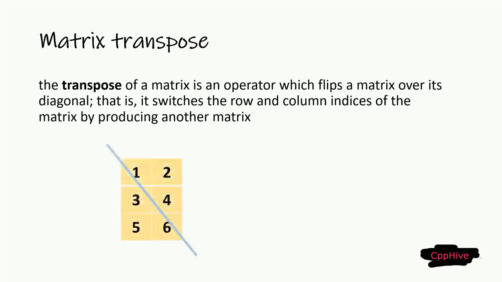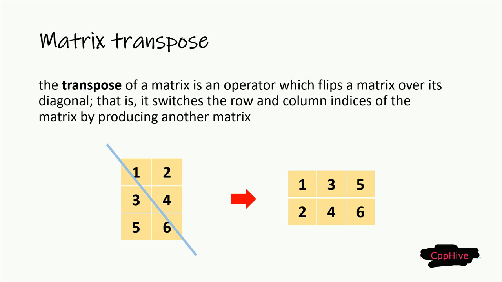For example, consider the following 3 by 2 matrix. If we flip this matrix over its diagonal, the resultant one would be a 2 by 3 matrix as shown here. The first column of the original matrix has become the first row of the transpose matrix, and the second column of the original matrix has become the second row. So basically, the row and column indices of the elements flip when we transpose it.